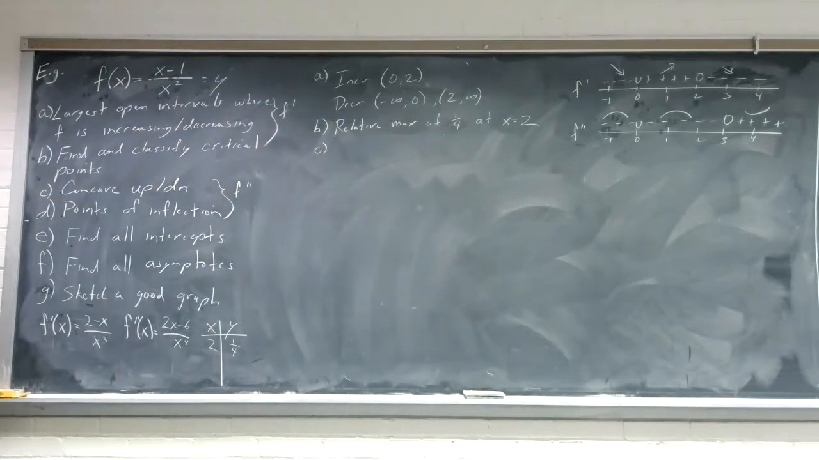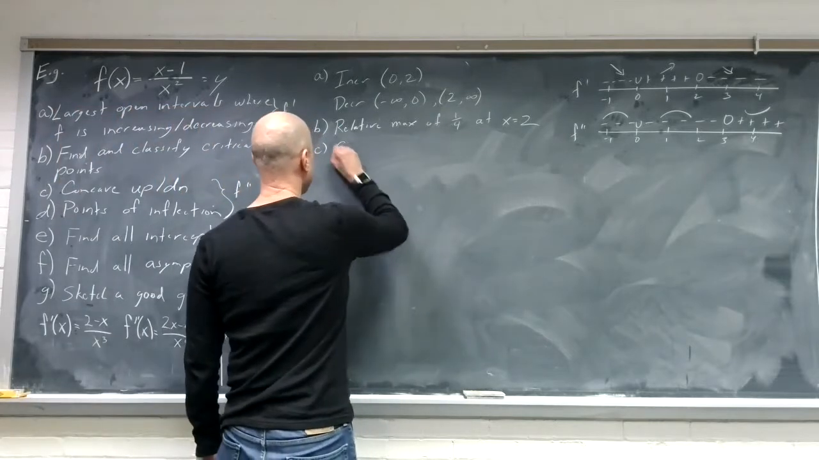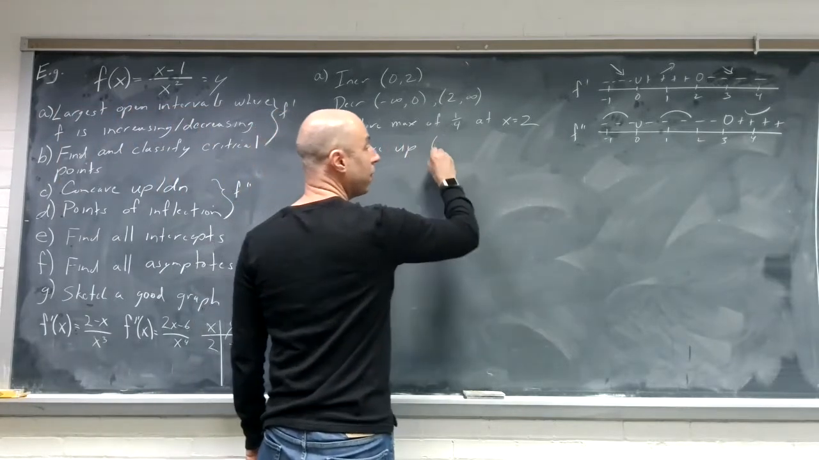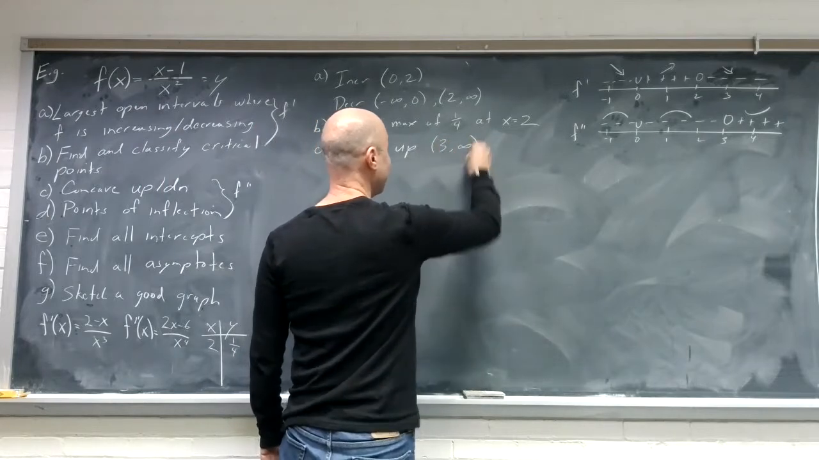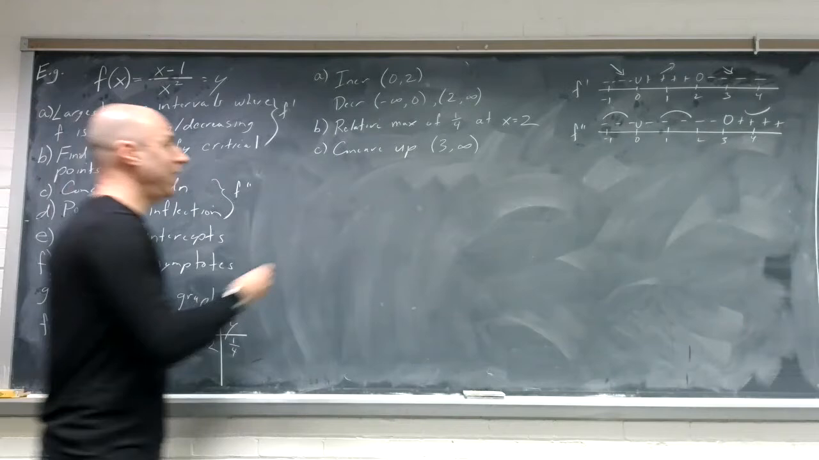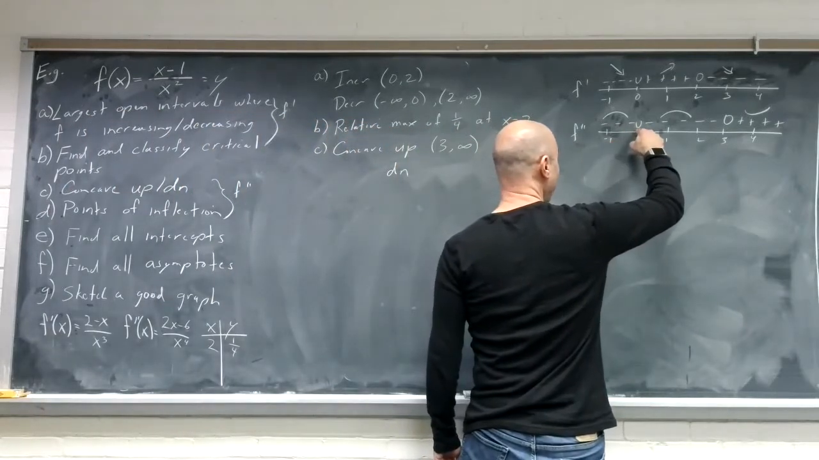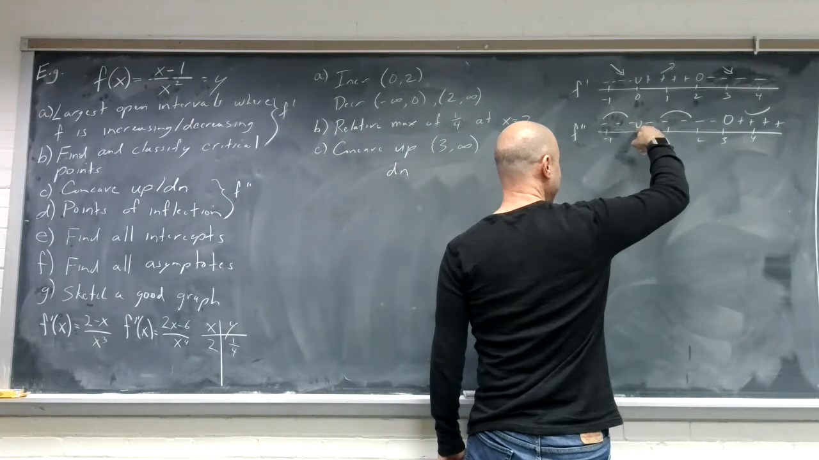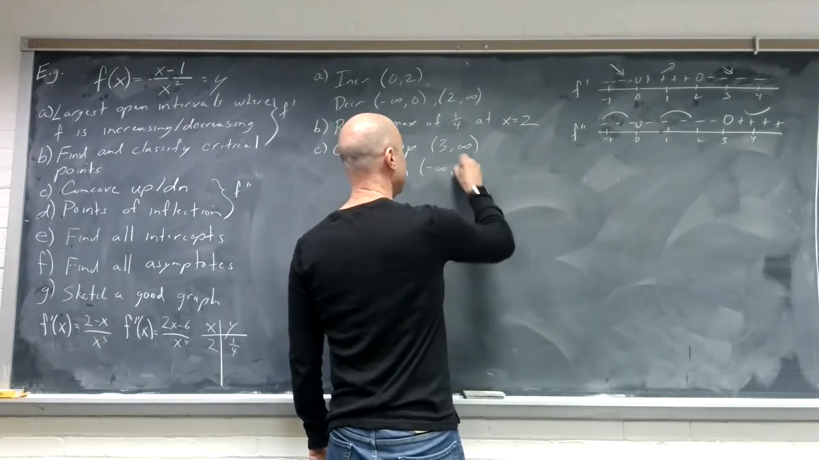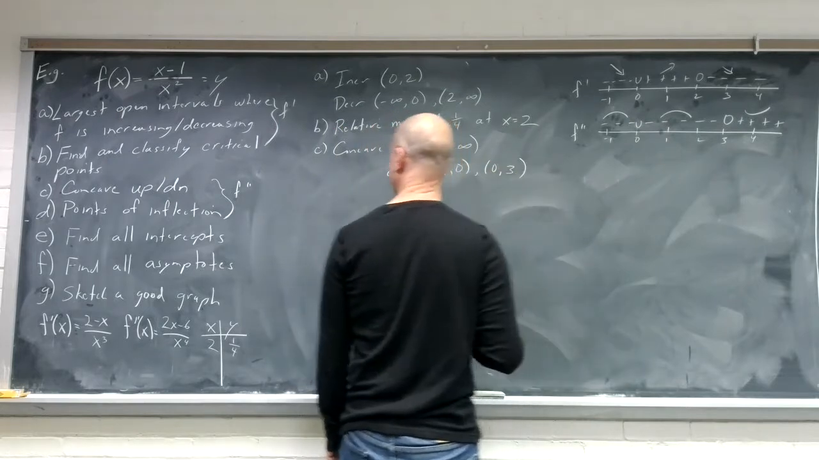So, intervals where the function is concave up and concave down. Concave up from, looks like 3 to plus infinity. That's where it's shaped like a valley. That's what concave up means. And it's concave down on 2 sides of this place where we have a vertical asymptote. So from negative infinity to 0, and also from 0 to 3.